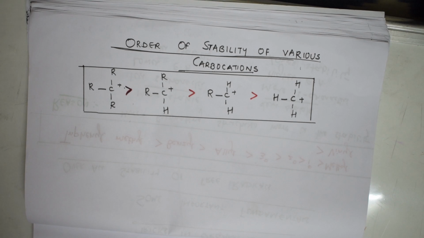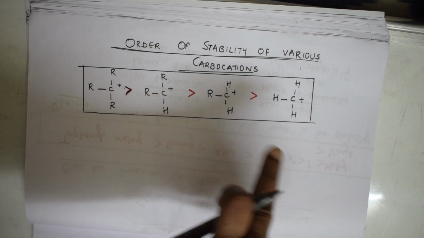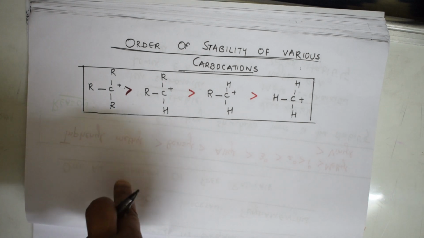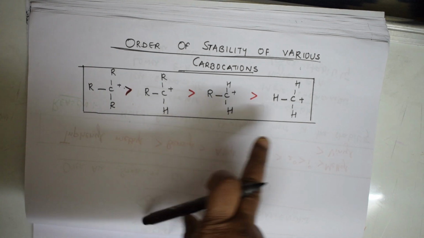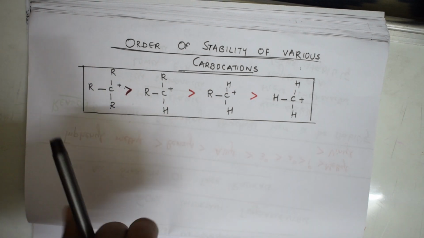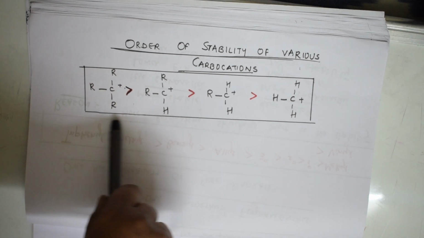What do we see in the free radical? We said more number of resonating structures and less s character make them more stable. Let us come to this. Here you have a series of carbocations: tertiary, secondary, primary, methyl. Among all these, we said tertiary is more stable.